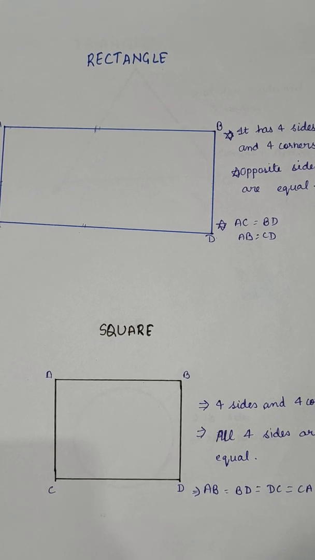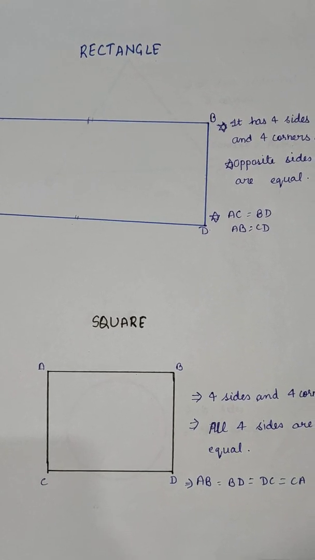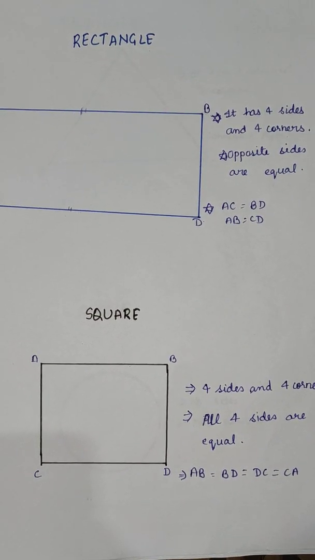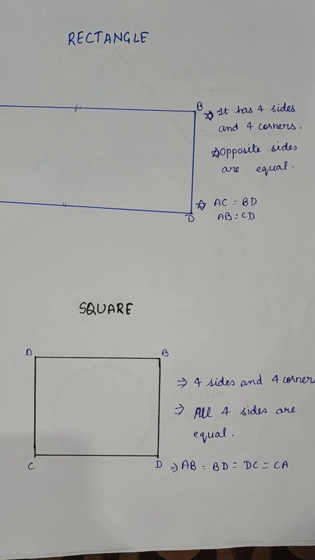Now in a rectangle, the opposite sides are equal. It has 4 sides and 4 corners, and opposite sides are equal. Suppose here AC is equal to BD and AB is equal to CD.